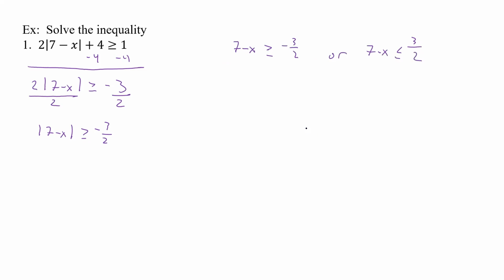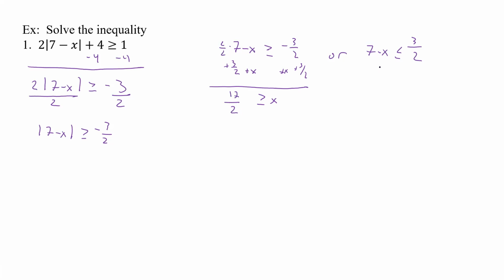Okay. Now we solve for x, so let's add x to both sides, and let's add 3 halves to both sides. And so when we do that, we're going to have greater than or equal to x, and this is 7. And so we're going to have to get a common denominator. So 14 plus 3 is 17 over 2. And that's going to be the first one.